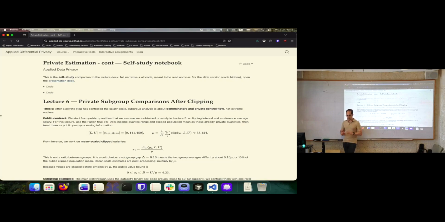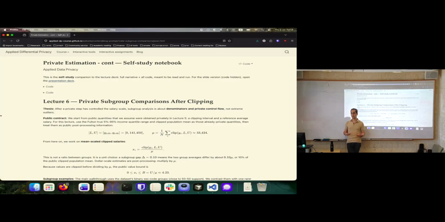So here's the first task. I clipped and normalized all of my data. I'm already in this more natural world. And now I want to ask the following question. I know what's the average salary over the entire population. I want to know what is the average salary over a subgroup.